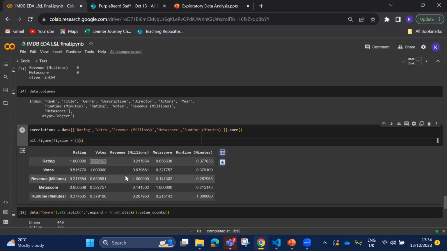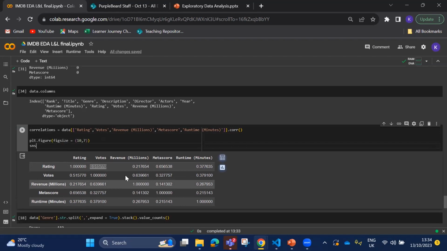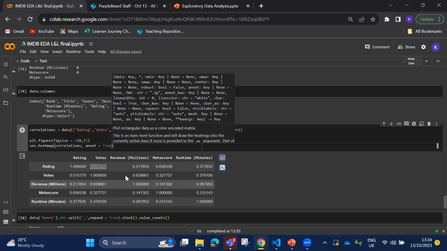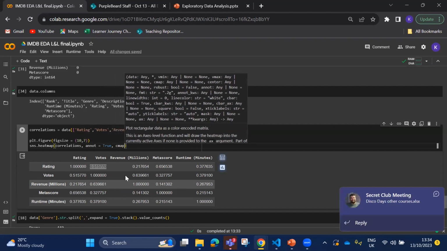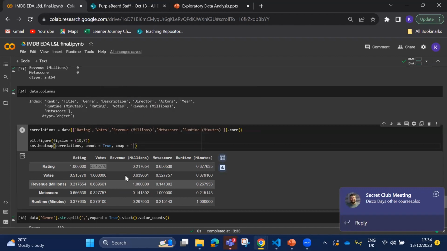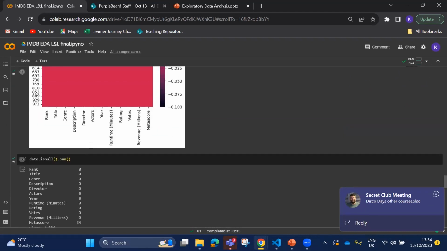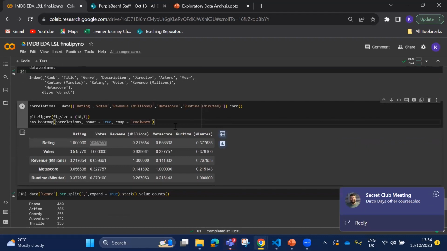Give it a fixed size of 10, 7. So with 10, height 7. Again, I'm gonna use heat map, and it's gonna take correlations. Then some arguments I'll set to it. Then the color that I want to use with it. Also, I've provided a color palette over here. So for some visuals, we'll be looking at some of these color palettes as well. So I'll be using those names as well.